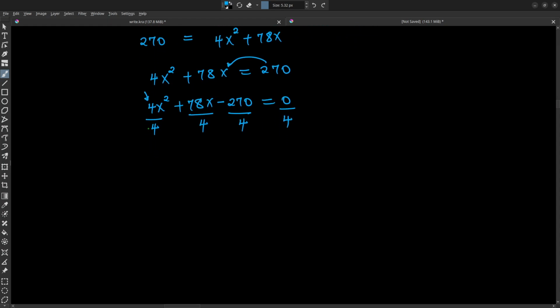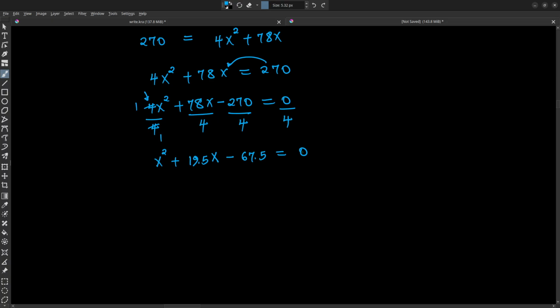And then, by 4, 1 by 4, 1, so we remain with x squared, and then plus 78 divided by 4, that's going to be 19.5, then we have x, minus 270 divided by 4, that's going to be 67.5, and this is equal to 0, since 0 divided by 4 is 0. We are now ready to complete the square.